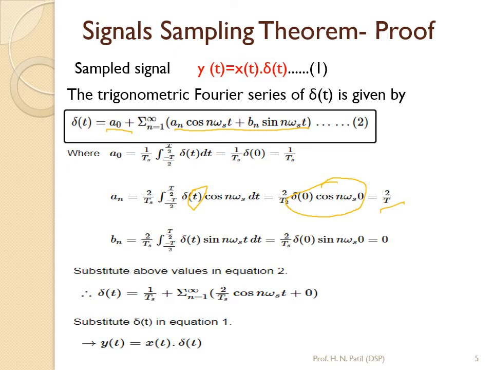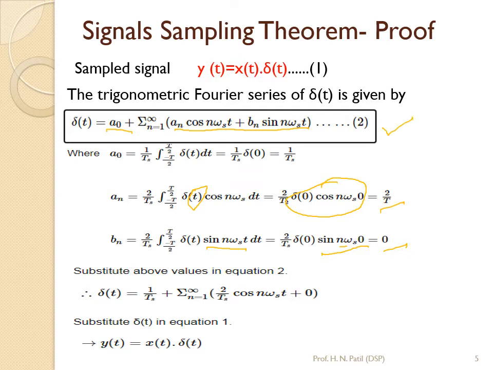Similarly for bn, as here it is a sine signal, and delta 0 and sine n omega 0. So sine 0 is equal to 0. So this 0 term gets multiplied with this 2 by ts, and we get the answer 0. Now put these a0, an and bn values in equation number 2.